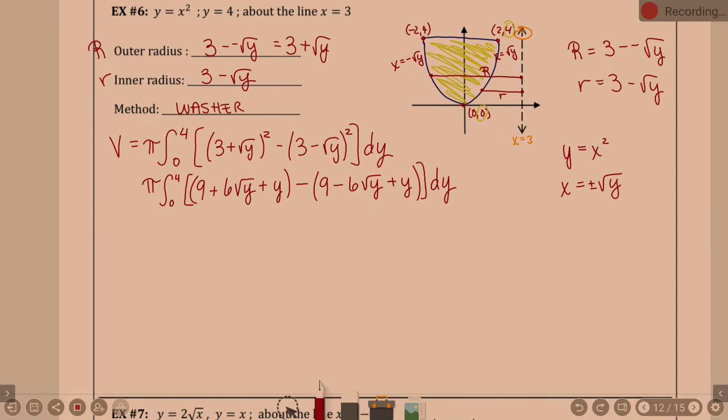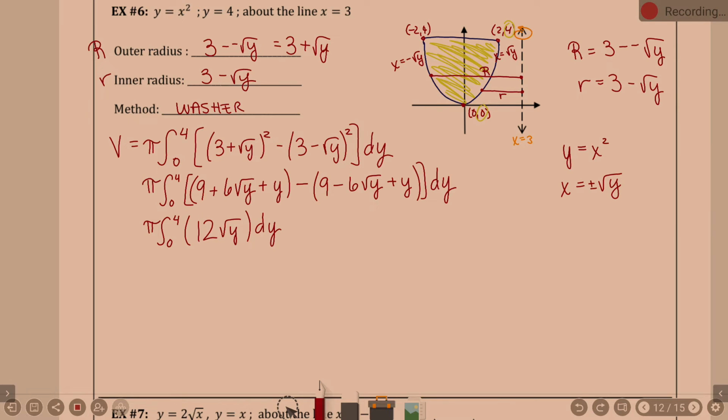And then clean it up. Does it really go that nice? It does, doesn't it? 12 square root of y? Is that what you guys are saying it sounds like? 9 minus 9 cancels, y minus y cancels. I end up with 12 square root of y dy. I say that nice just because we're down to one term.